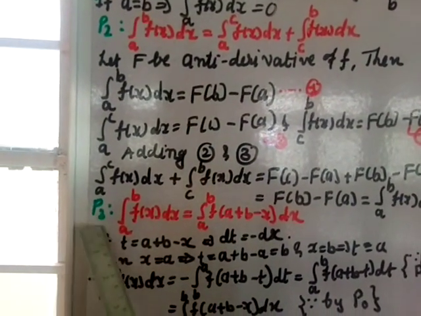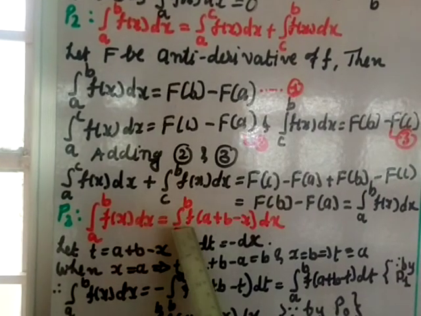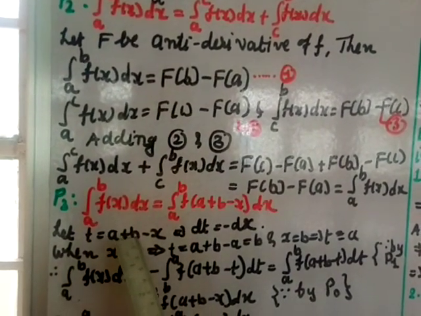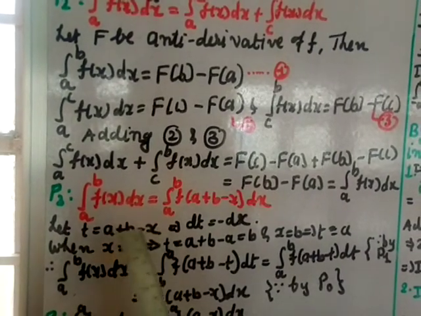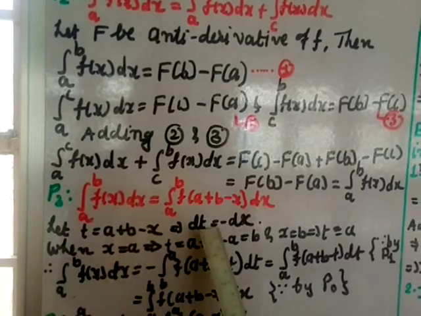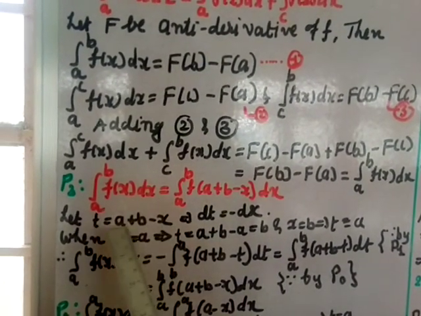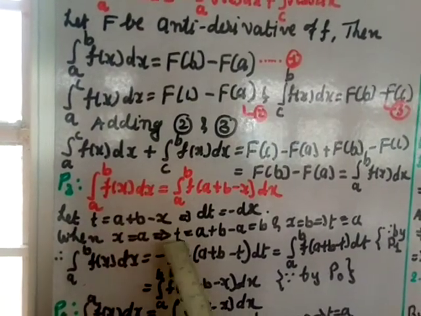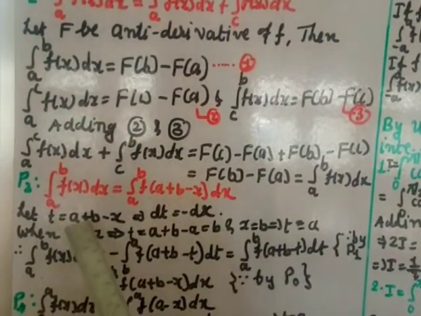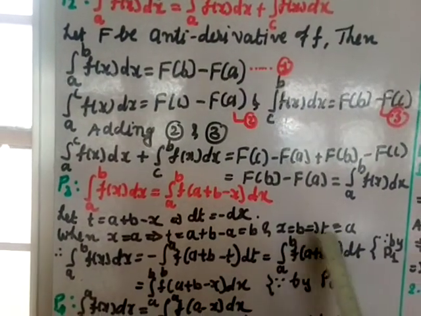Property P3: integral a to b f(x) dx is equal to integral a to b f(a plus b minus x) dx. Let t equal a plus b minus x. Differentiate: dt, a and b are constants, so minus x will be minus dx. Change the limit. When x is equal to a, put a here: a plus b minus a, so the t value will be b. And when x is equal to b, put b here: a plus b minus b, so t is equal to a.